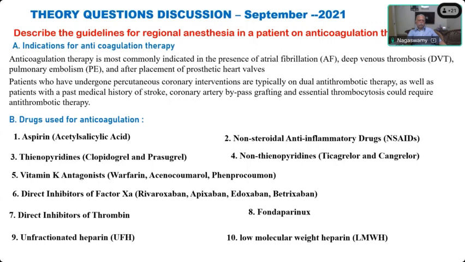Okay, so these are all the drugs which are used commonly for producing anticoagulation. Of these, the vitamin K antagonist, the factor 10A inhibitors and the direct thrombin inhibitor can all be given by oral route. And of course, these two drugs also are given by oral route. And these other drugs, fondaparinux, unfractionated heparin, low molecular weight heparin, are all given parenterally.